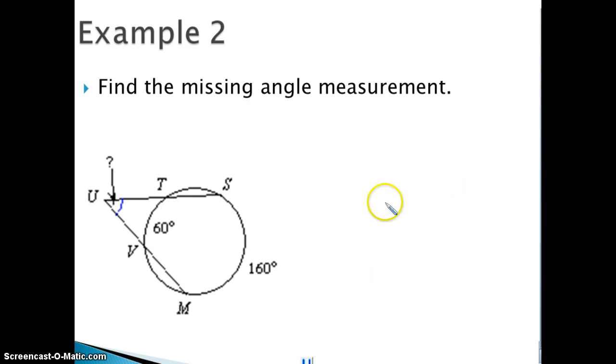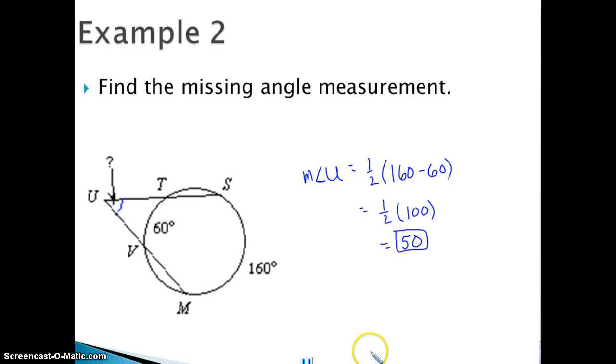Example number 2. We have a secant-secant angle. Again, the naming of it's not as important as where's the vertex. The vertex is outside, so if the vertex is outside, it tells me I have to subtract my two arcs and multiply by 1/2. So the measurement of angle U, and I can call it U because there's only one angle U there, it's going to be 1/2 of 160 minus 60. That's 100. Take half, you get 50.